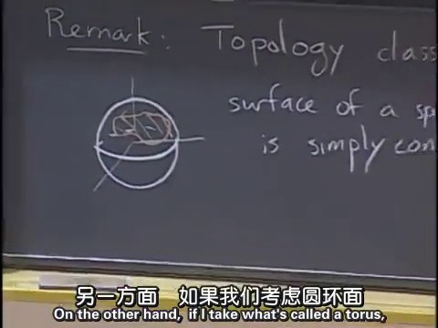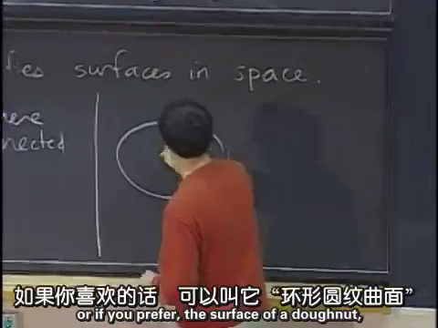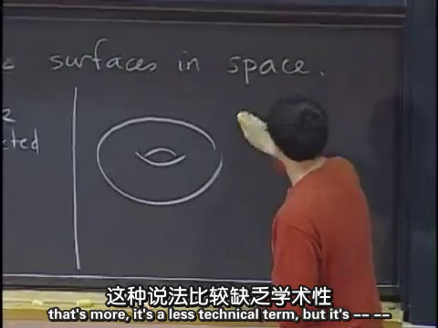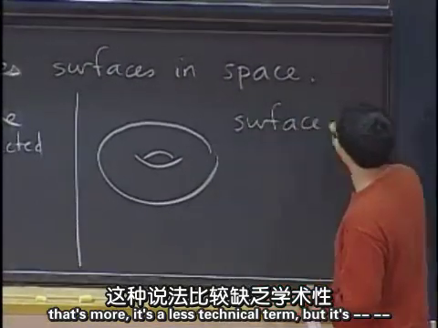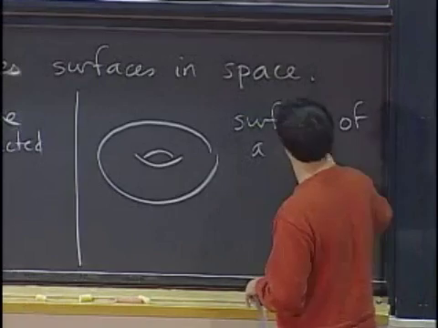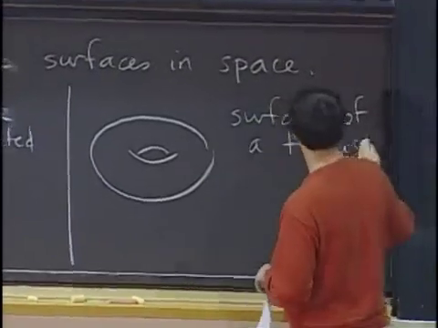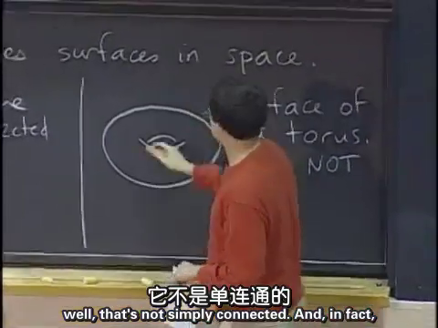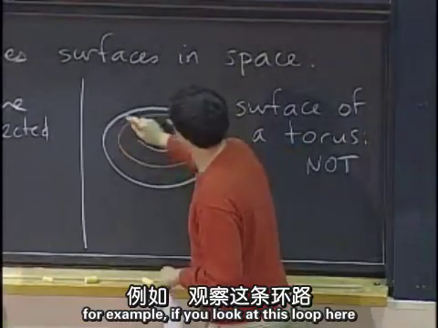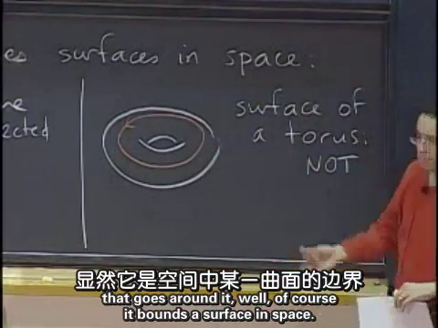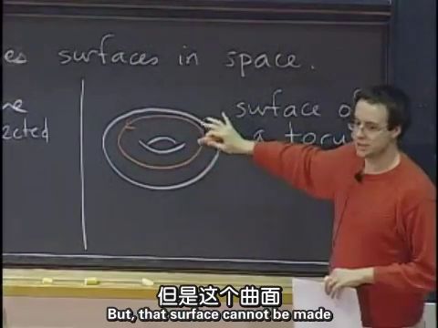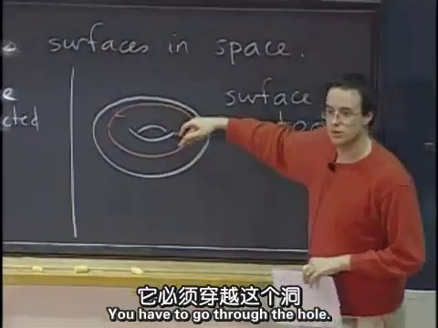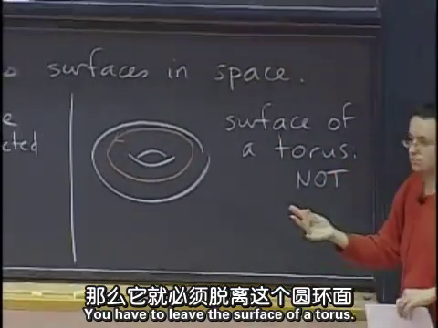On the other hand, if I take what's called a torus, or if you prefer, the surface of a donut, it's a less technical term, then that's not simply connected. And in fact, for example, if you look at this loop here that goes around it, well, of course, it bounds a surface in space, but that surface cannot be made to be just a piece of the donut. You have to go through the hole. You have to leave the surface of a torus.